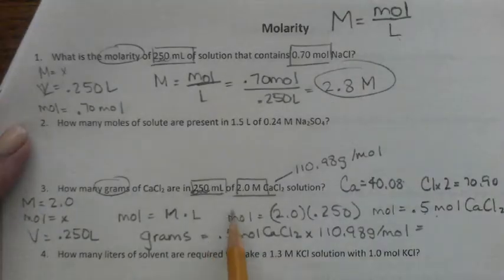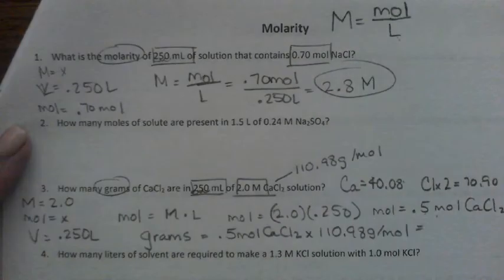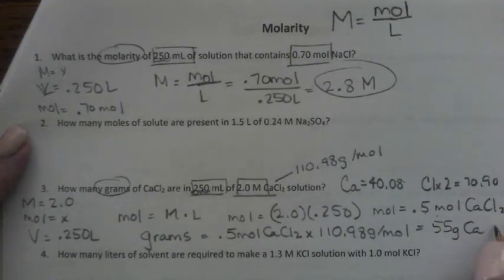How many sig figs can I have in my final answer? Well, that has 2, and that has 2. So my final answer gets 2 sig figs. So let's look and see what we got. There's my 2 sig figs, 55. That 4 doesn't round that final number up. So my final answer is going to be 55 grams of calcium chloride.